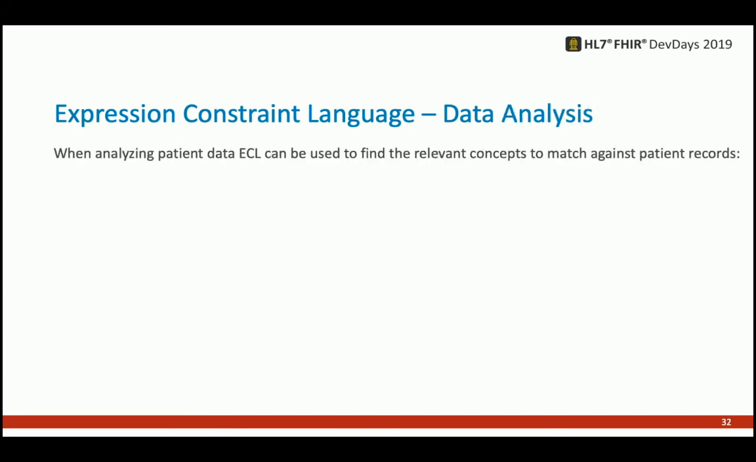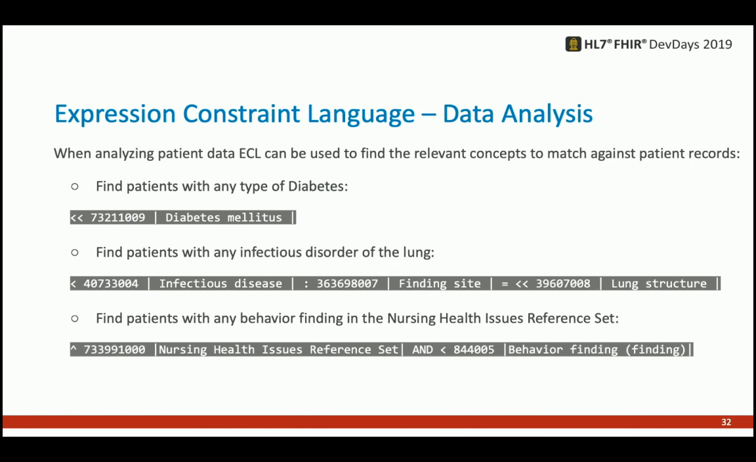What it looks like is these. I'll give you some examples. How do we find patients with any types of diabetes? We have a little double less-than here that says, give me any concept that is a type of diabetes. Then we say, how do we find patients with an infectious disorder of the lung? I want all the concepts that are a type of infectious disease where the finding site is the lung. And so again, this comes down to a machinable query that you can use to find the information.